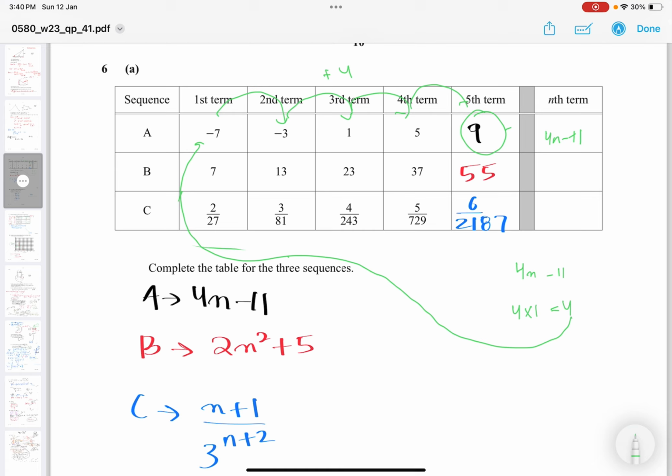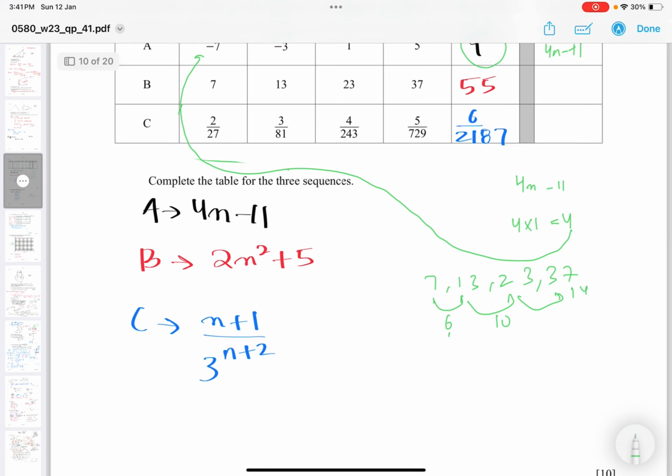For the next one, the sequence is 7, 13, 23, 37. The differences are 6, 10, and 14. Oh, we have not got it. So 6 and 10 differ by 4, and 10 and 14 differ by 4 again. We got it in the second attempt. So it is a quadratic. Yes, it is a quadratic.